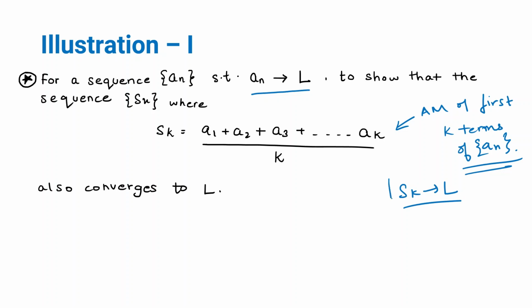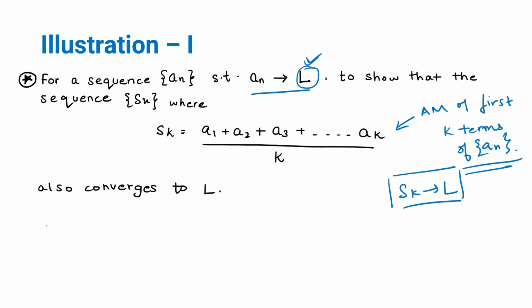So if you think about it, it's a pretty natural statement, because the sk's are going to become increasingly close to L as we make k larger. Of course, as an tends to L, the terms are going to become closer and closer to L, and there are infinitely many terms which are close to L, so of course it's going to get biased towards L. But how are we going to prove it?